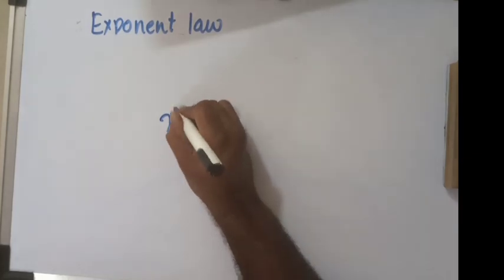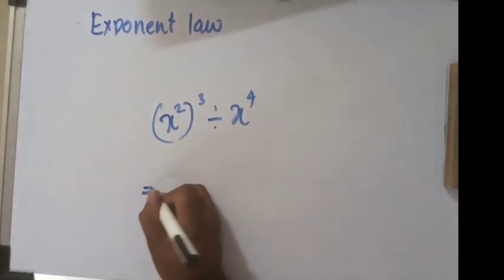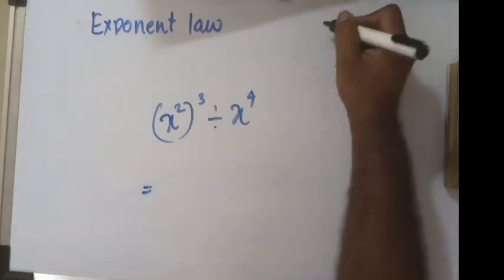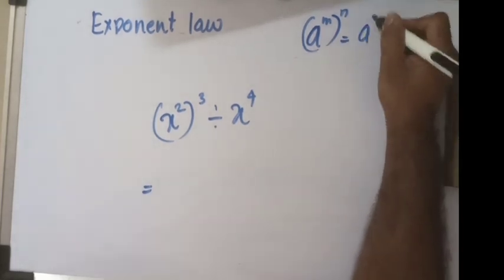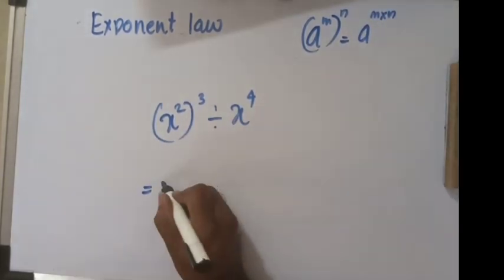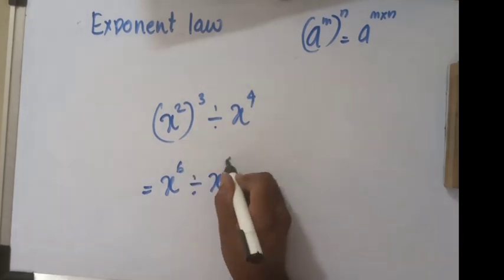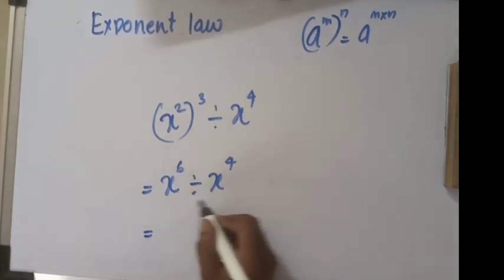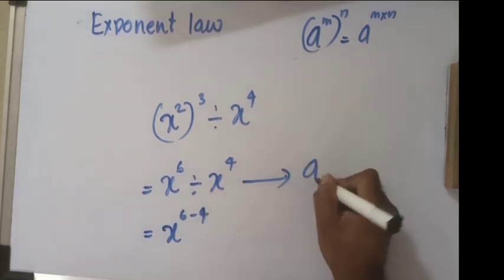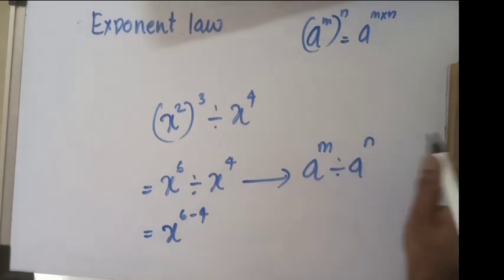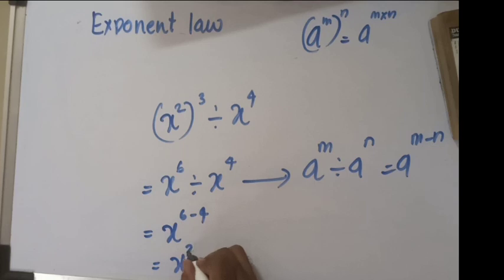Okay children, so I'll give you one more sum. Say if it is x square the whole cube divided by x raised to 4. Here the law applied is a raised to m the whole raised to n, so this is a raised to m into n. So it becomes x raised to 2 into 3, 6, divided by x raised to 4. Now here the exponent law of division, so this gives me 6 minus 4. Here you know this law, a raised to m divided by a raised to n is nothing but a raised to m minus n. So this gives me x squared.